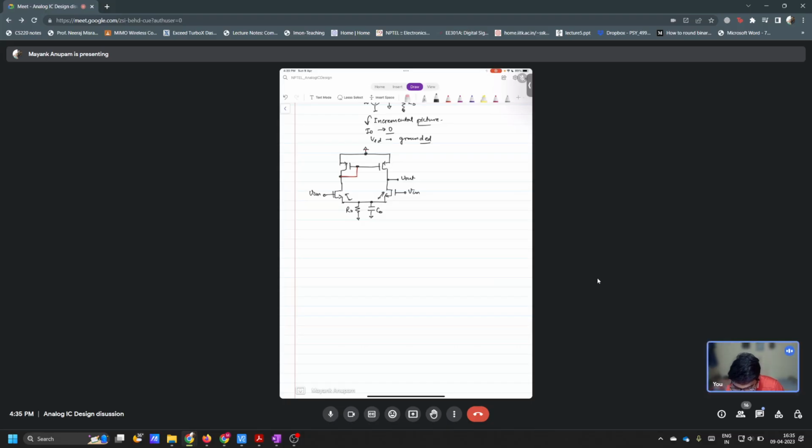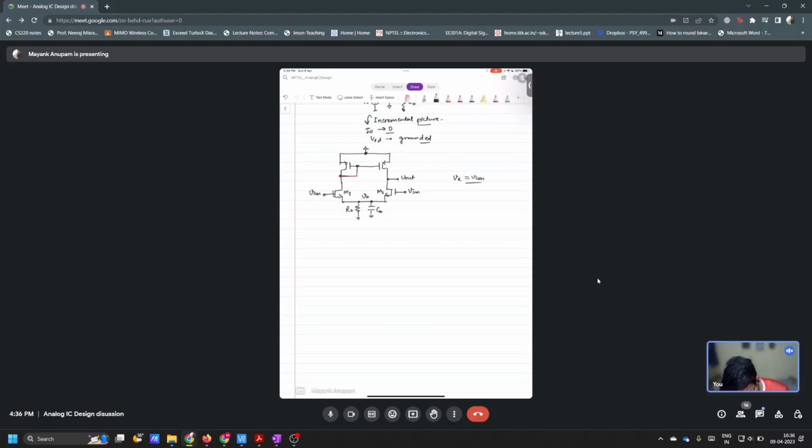Correct, I'm not denying that. But you were saying earlier that if we are increasing V in, then the source of M1 or the source of M2 should increase by the same amount, because equal current has to flow. Are you saying that Vx will be equal to VCM? Yes, sir. That's what I'm saying. No, why should that happen?